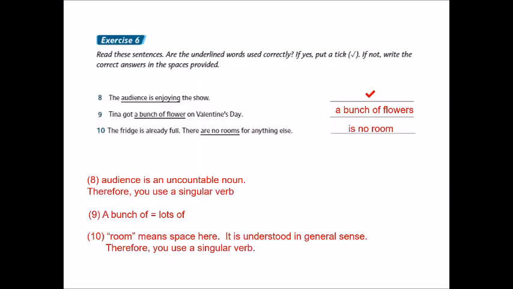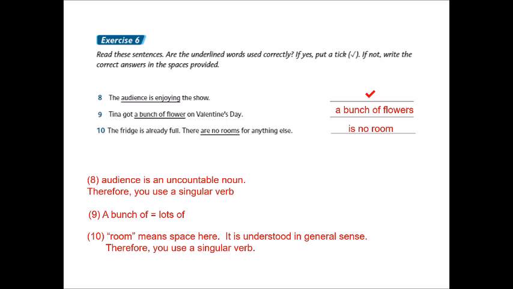Exercise 6. You have to decide whether or not the underlined sentences are used correctly. If yes, put a tick. If not, write the correct answers in the spaces provided. Let's look at questions 8, 9, and 10. Question 8. The audience is enjoying the show. It is used correctly because audience is an uncountable noun. It dictates the use of a singular verb.